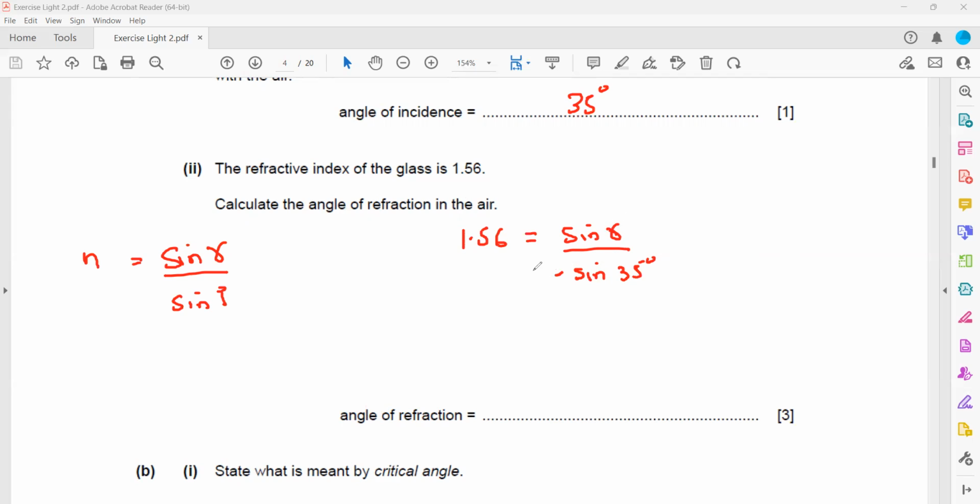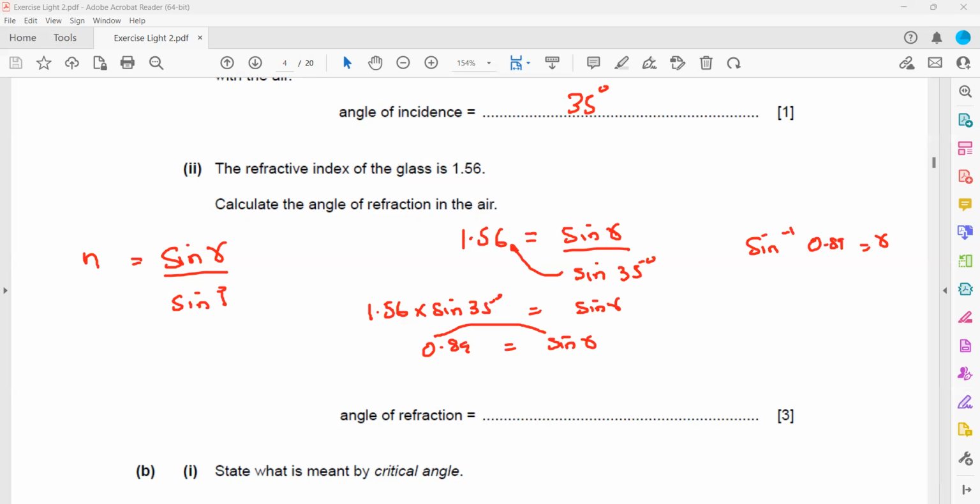So sine 35 is there, divided, so on the other side it will be multiplied. So 1.56 times sine 35. What is the answer for this? 1.56 times sine 35, what's the answer? 0.89. So 0.89 equals sine R. We need R, so when sine moves to the other side, it becomes sine inverse. So it will be sine inverse 0.89. What is the value for the angle of refraction? It should be higher than the incidence. 62.8. Or we can also say 63.